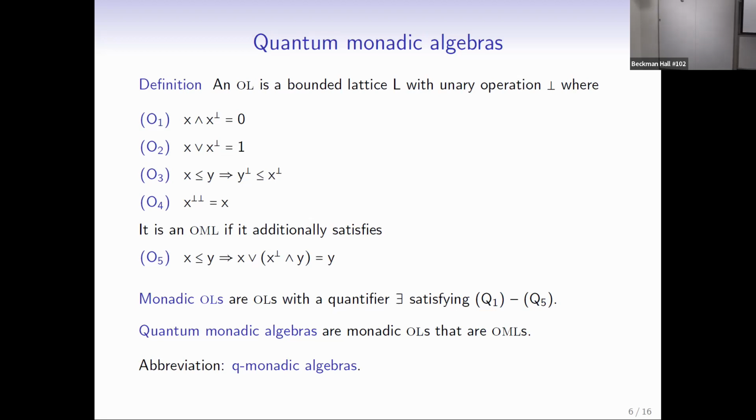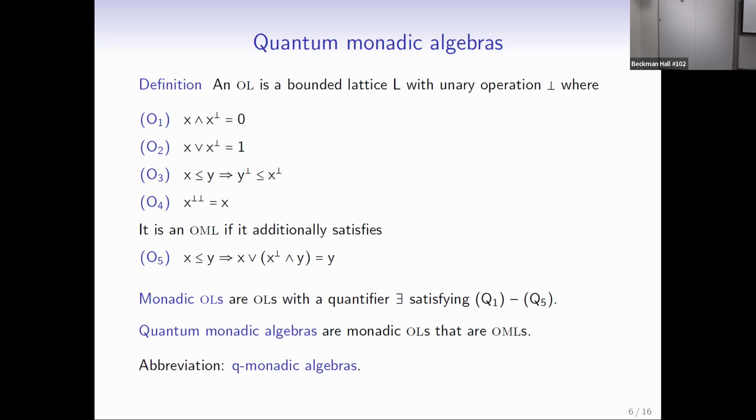So an ortholattice is a bounded lattice with a unary operation, the complement, that inverts order, and its period is 2. It's an orthomodular lattice if it additionally satisfies this identity. So every Boolean algebra is an orthomodular lattice, but not conversely. This is much more natural than it looks, but I'm not going to talk about that now. This is just like the modular law. It's a quick way to say something.